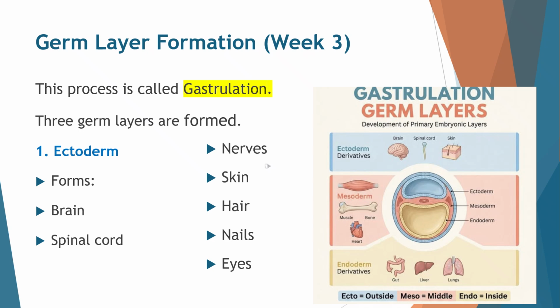The ectoderm is the outermost germ layer. You can easily remember it by thinking, ecto means outside. Now what does the ectoderm form? The ectoderm mainly forms the nervous system and the outer covering of the body. It develops into the brain and the spinal cord, which together make up the central nervous system. It also forms the nerves that carry messages between the brain, spinal cord, and the rest of the body. In addition, the ectoderm gives rise to the skin, hair, and nails, which protect our body. It also forms important parts of the eyes, helping in the development of vision. So whenever you hear the word ectoderm, immediately think of the nervous system and the body's outer covering.